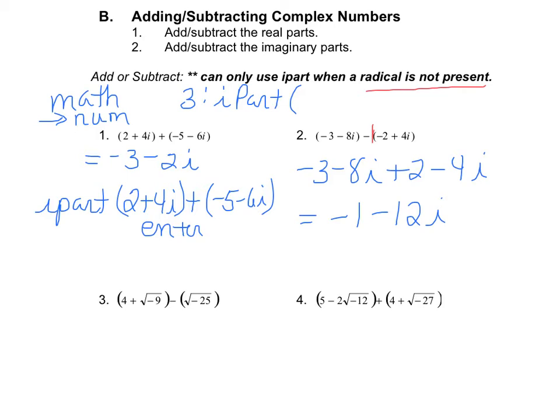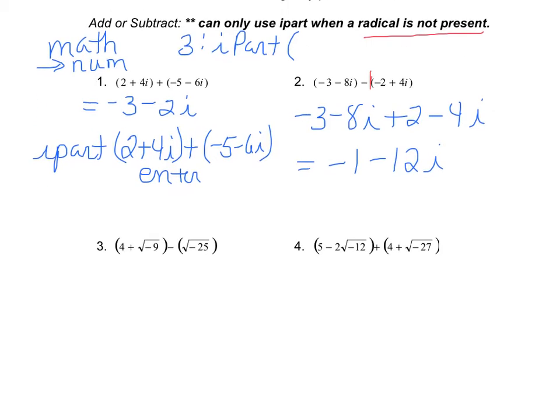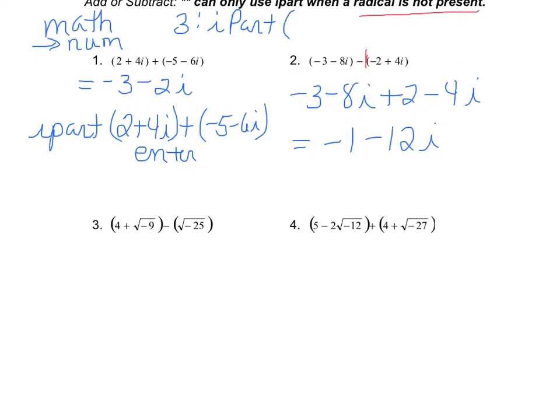Let's take a look now at number 3. With number 3, we can't use iPart because we have radicals present. So we want to see if we can simplify those radicals. We can't add them because we don't have like radicals. So let's see what we can do here. We have 4 plus the square root of negative 9, which is a perfect square, so it would be 9 times a negative 1. Minus the square root of negative 25, 25 is a perfect square, so it'll be 25 times a negative 1.